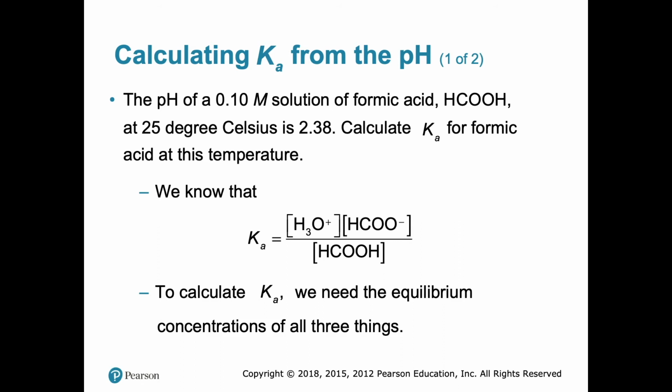So I have formic acid, right? I need to find a Ka, and its pH is going to be 2.38. And so how do I do that? How do I figure that out? Well, the first thing I can do here is figure out the formula for formic acid, okay?